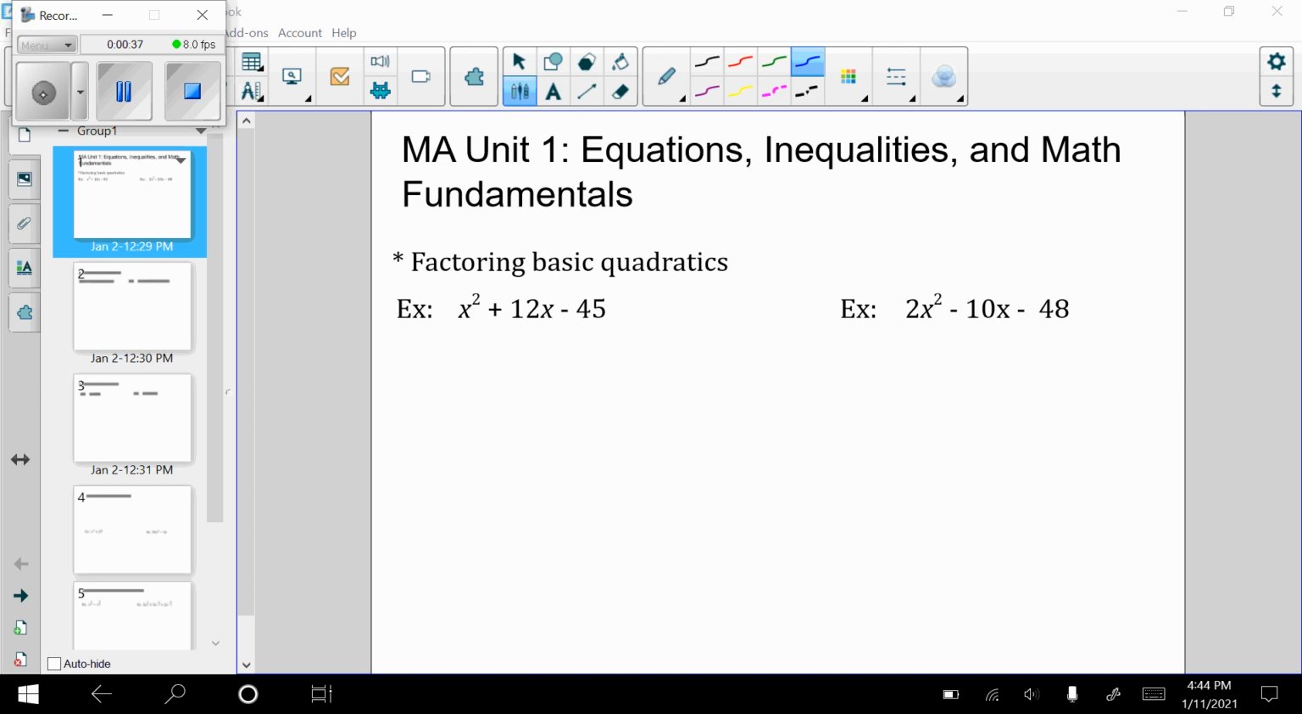And the first one is factoring. So we're going to go over some basic factoring. I'll probably go through this pretty quickly because honestly, at this point, you should know how to factor quadratics and other types of equations.